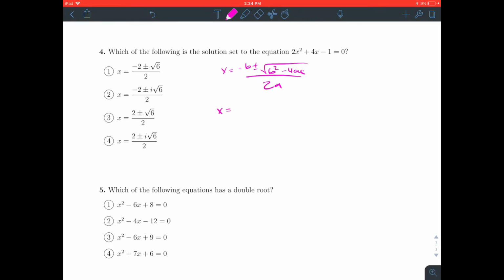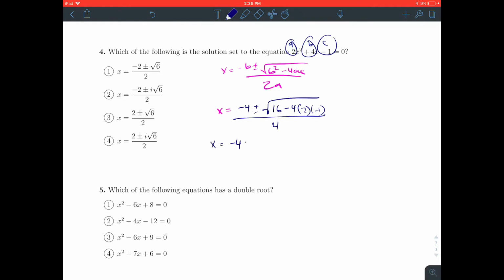x is equal to, let's plug in all of our values. Negative b, well, let's identify a, b, and c. Negative b is going to be negative 4 plus or minus the square root of b squared. Well, that's 4 squared, that's 16, minus 4 times 2 times negative 1, all over twice a, which is 4.